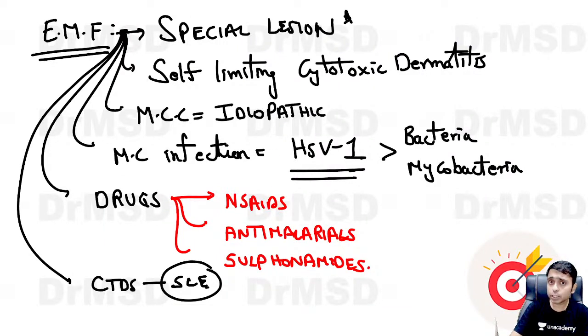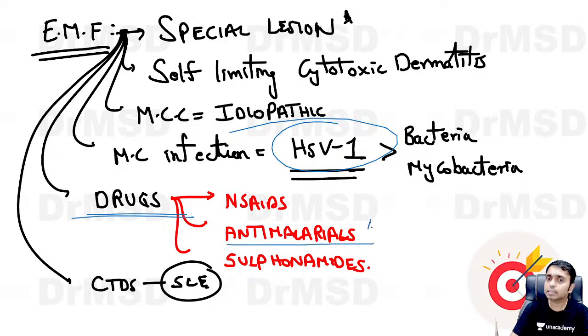The most common infection you must remember is herpes simplex infection, and after that there are some drugs which can cause this. So in that, please remember anti-malarials are important to be remembered along with sulfonamides and NSAIDs. Okay, and not only that, some connective tissue disease, for example systemic lupus erythematosus, is also important to be remembered.